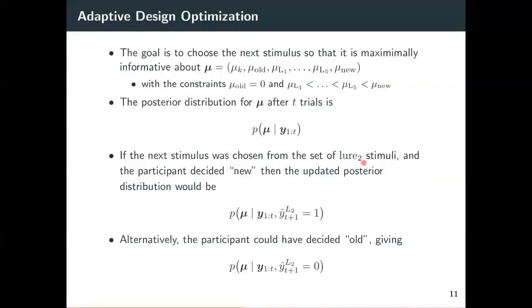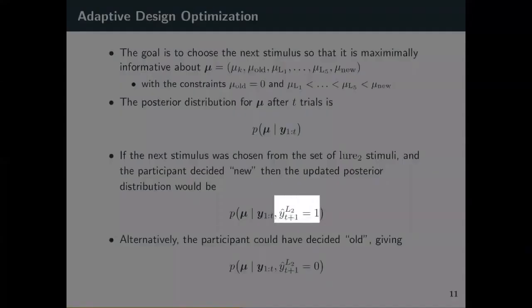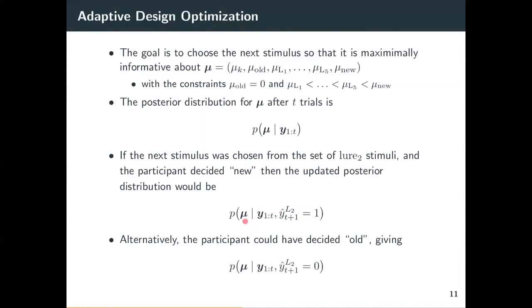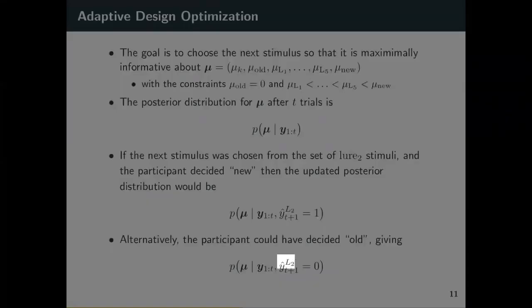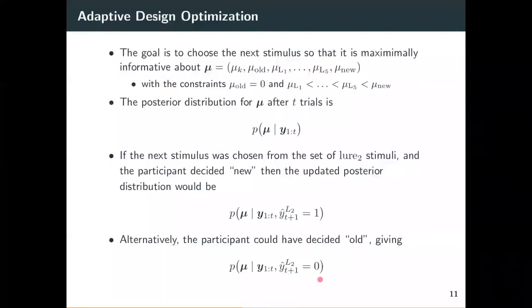Then there are two possibilities. One is that the person responds new to that stimulus, in which case we would update our understanding of mu based upon this additional piece of behavioral evidence. And the alternative is that they could decide old to the Lua2 stimulus we've just presented them with, which would result in a different updating of the mu vector that we want to understand.